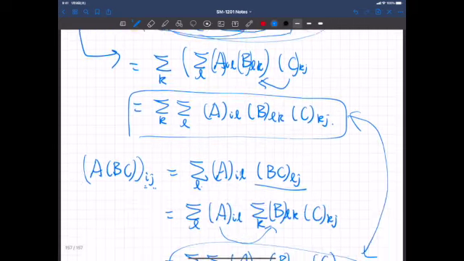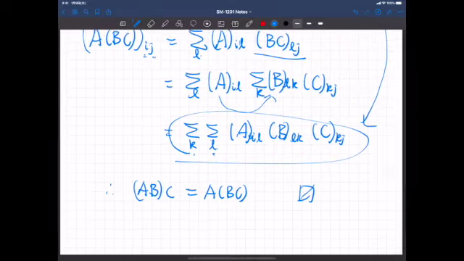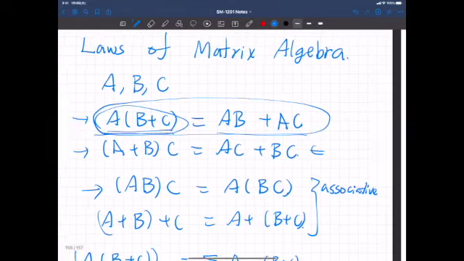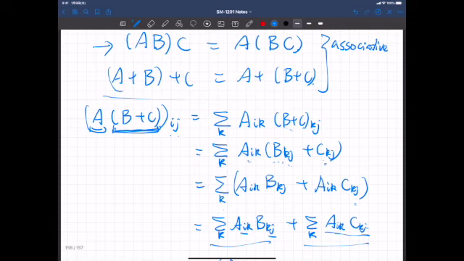And the last one, the associativity of addition, should be very trivial. You should try it yourself.